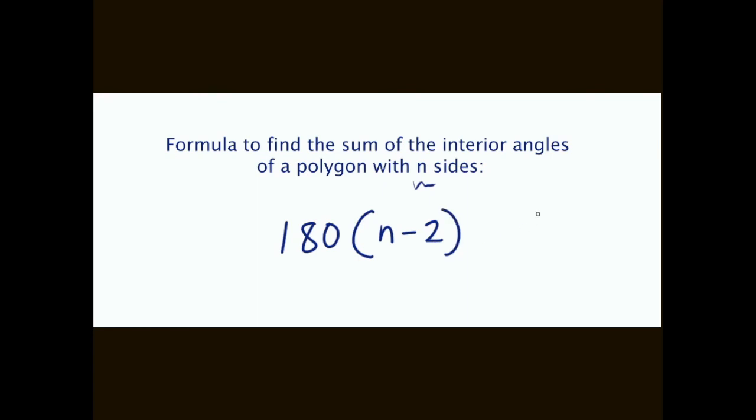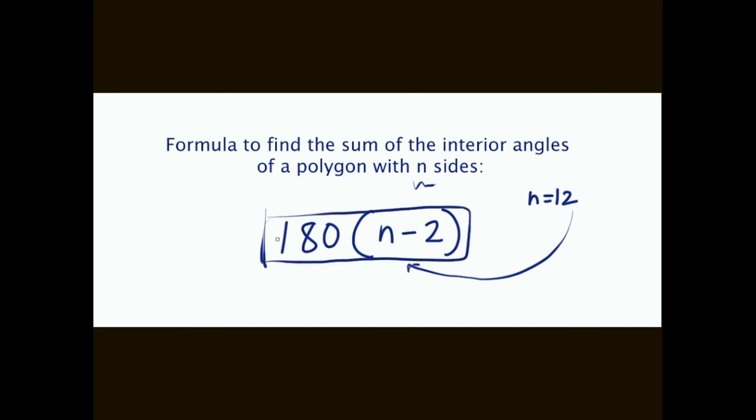So let's say you have a polygon with 12 sides. That means n is 12, and I would just plug 12 into my formula right here. So this is going to be really useful to us.